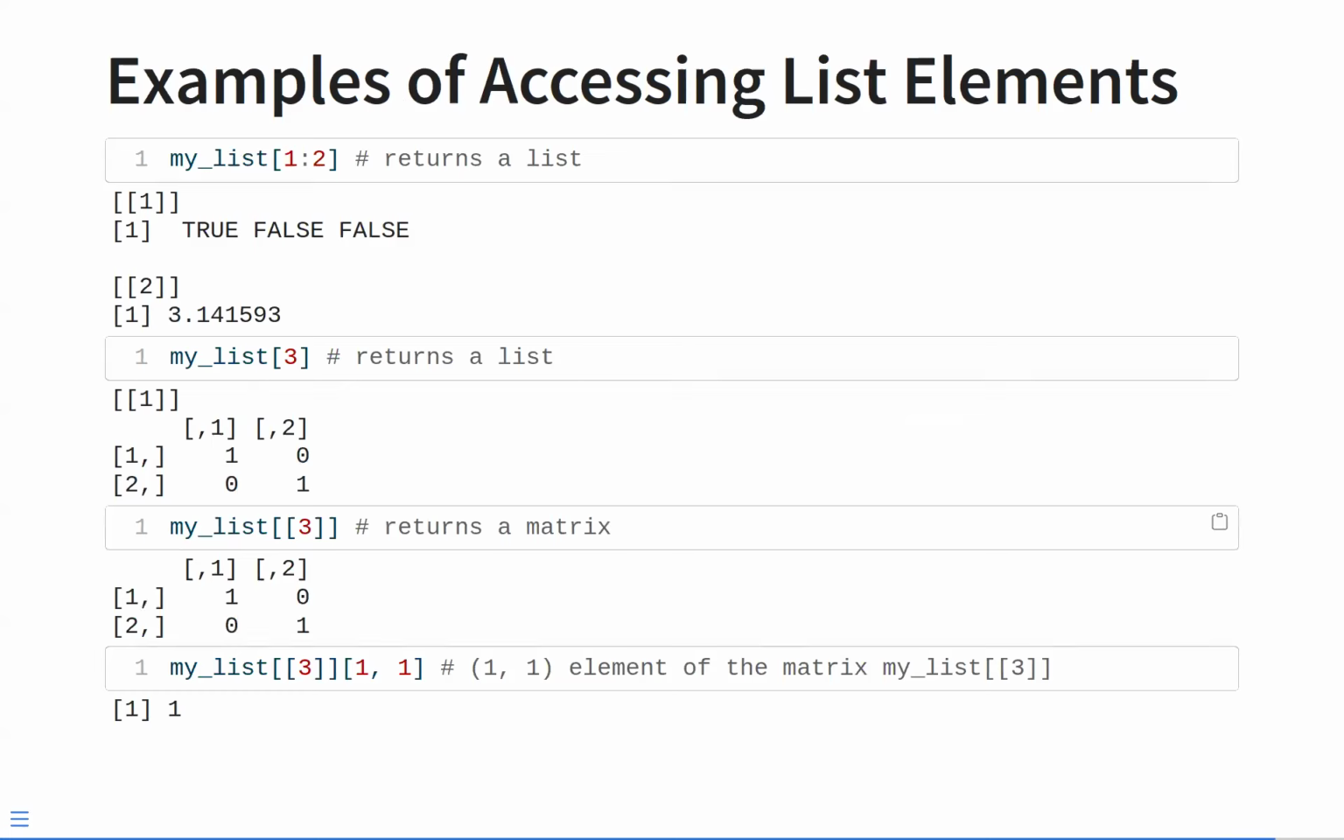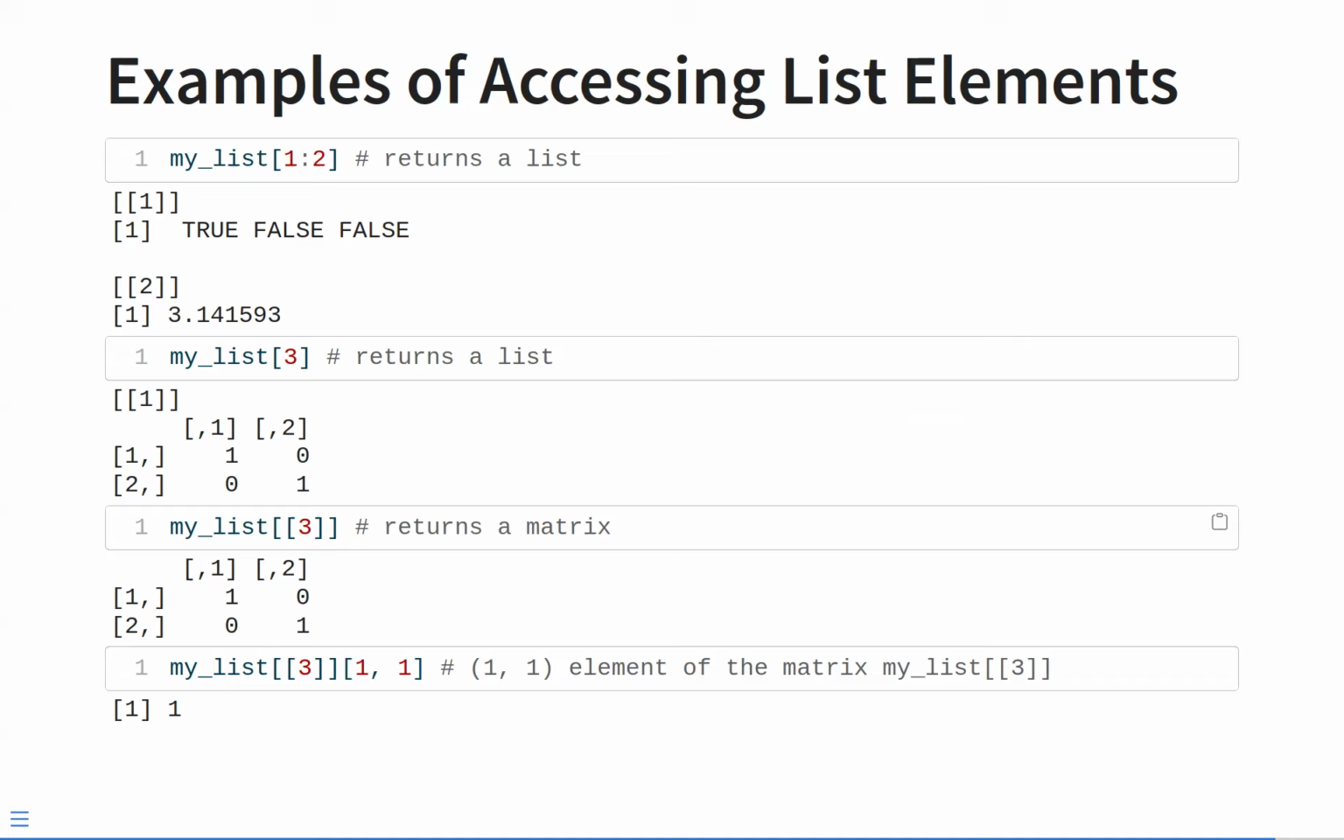First of all, myList[1:2] is going to return elements 1 and 2 of the list as a list. In other words, it's returning a list of length 2 that contains elements 1 and 2 of the original list. And as you can see, that's what we get. We get the vector of logicals, TRUE, FALSE, FALSE, and we get pi. Similarly, myList[3] returns a list containing a single element, namely the third element from my original list, which, if you remember, was the identity matrix.